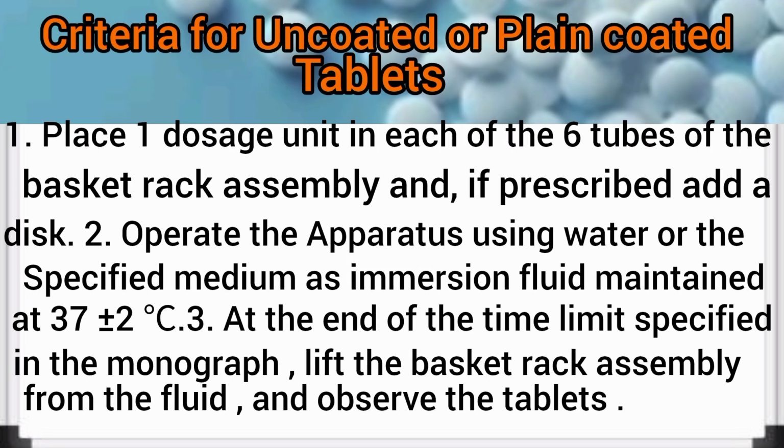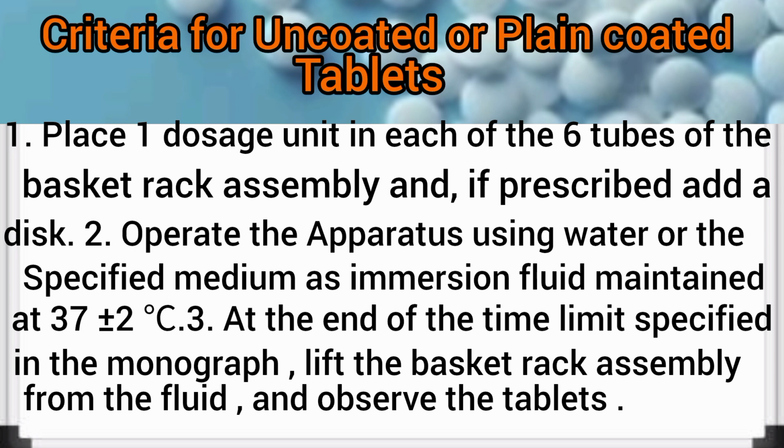Criteria for uncoated or plain coated tablets. 1. Place one dosage unit in each of the 6 tubes of the basket rack assembly and, if prescribed, add a disc. 2. Operate the apparatus using water or the specified medium as immersion fluid maintained at 37 plus or minus 2 degrees Celsius. 3.